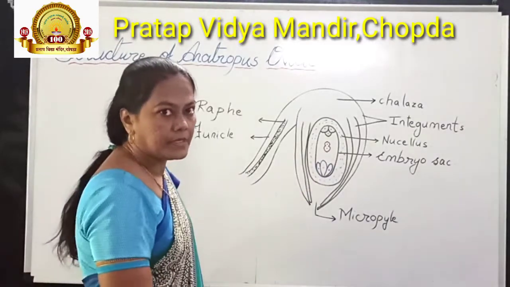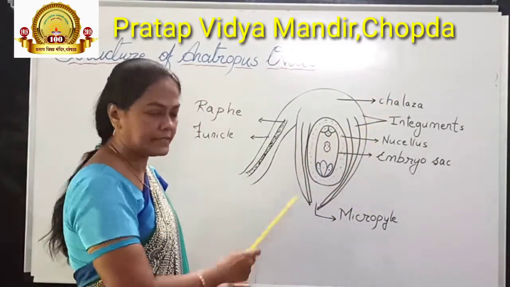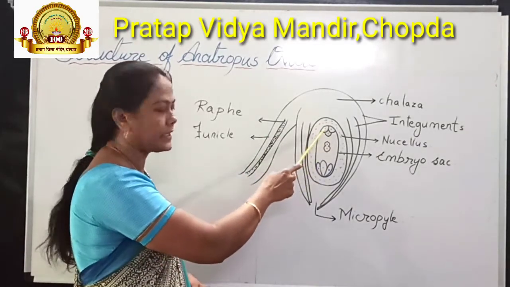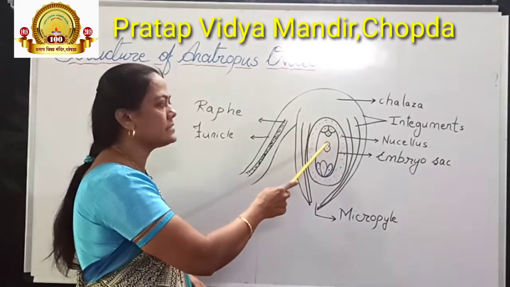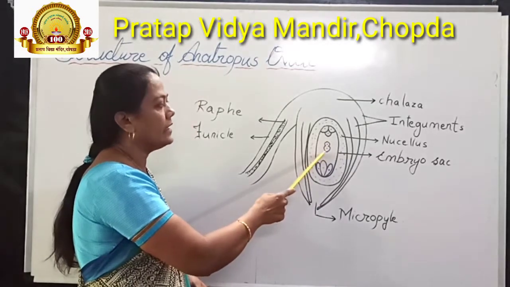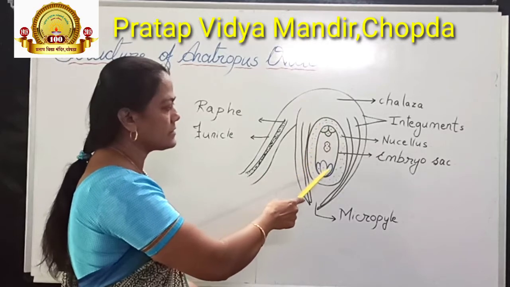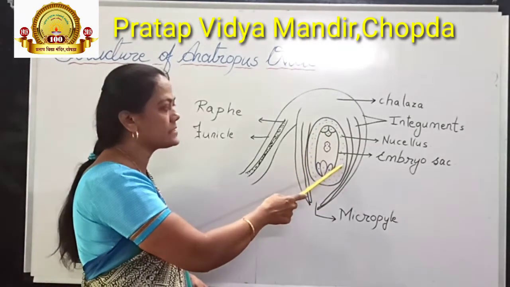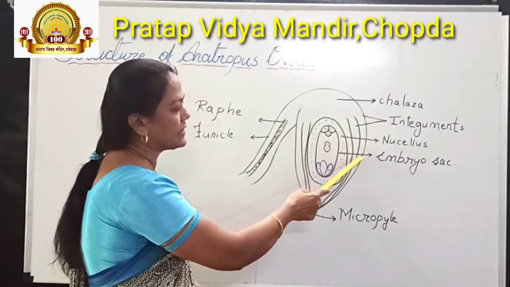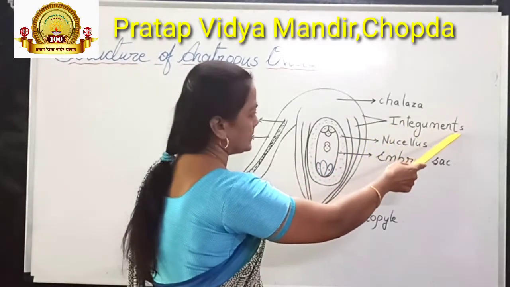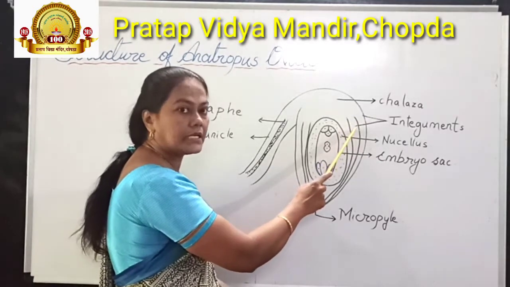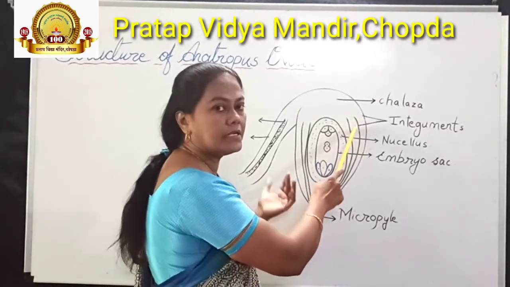The body of the ovule consists of the following parts. Let us see what it is. In the center, the embryo sac is present. This embryo sac is a 7-celled 8-nucleated structure. It is surrounded by nucellus. The nucellus consists of parenchymatous cells. And outside the nucellus, there are two protective coverings called integuments. The outer integument is hard and the inner integument is comparatively thinner and softer.